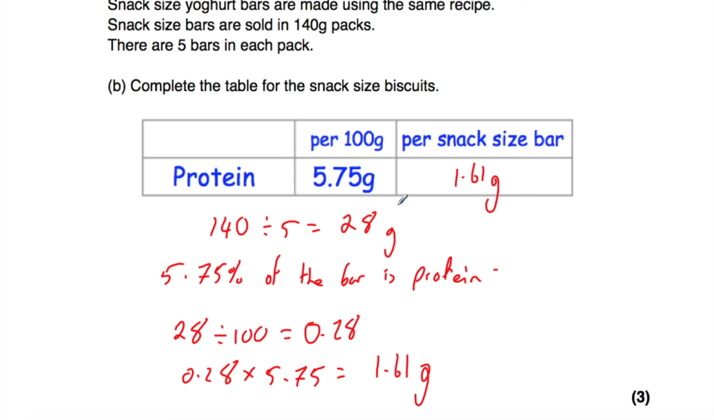And that's one way we could approach that question, by changing the 5.75 grams per 100 grams into a percentage, which is 5.75%, and working out 5.75% of the mass of the bar.